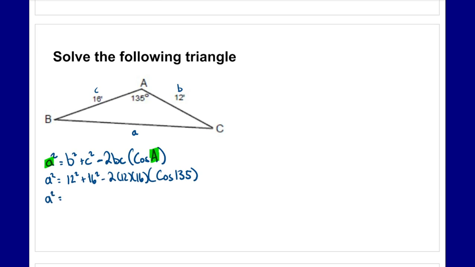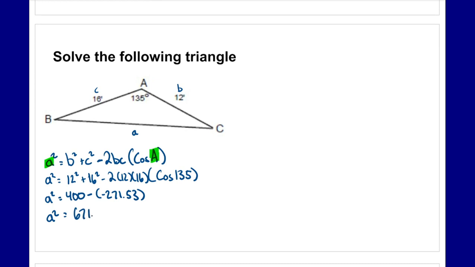I'm going to go through and solve it in parts because it does tend to be a little bit easier that way. So I'm going to do the 12 squared plus 16 squared. I get 400 minus 2 times 12 times 16 times cosine 135, and I get negative 271.53. I'm going to then calculate this, so 400 minus negative 271.53, or 400 plus 271.53.